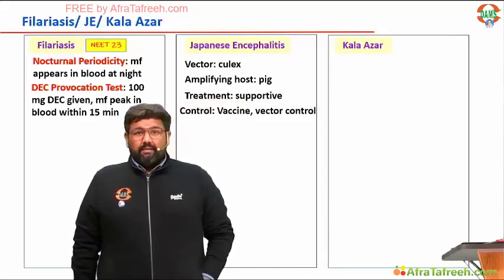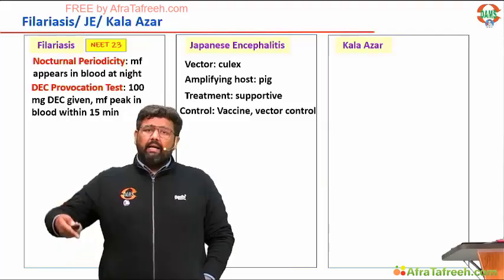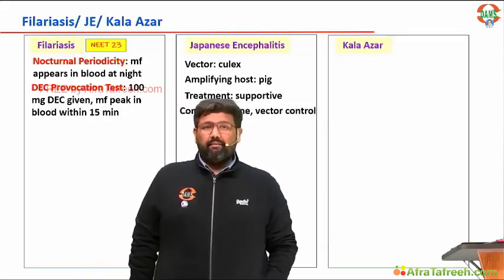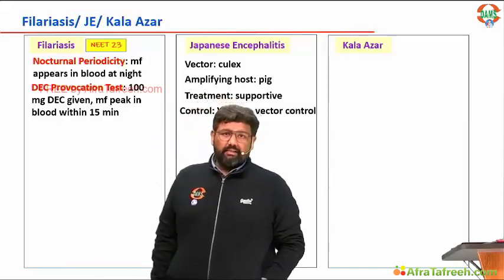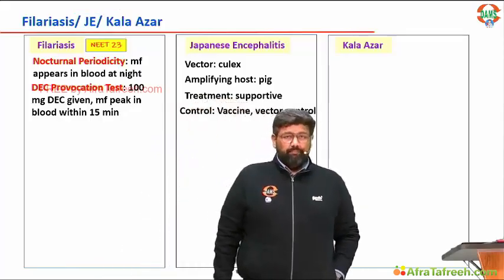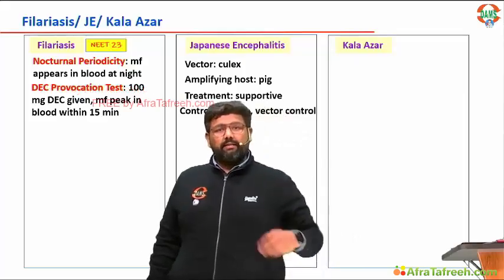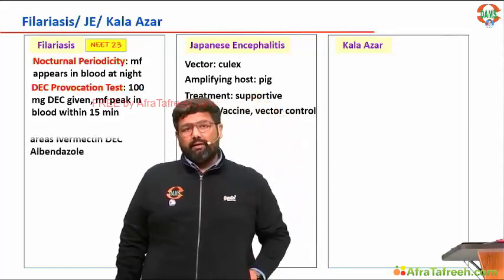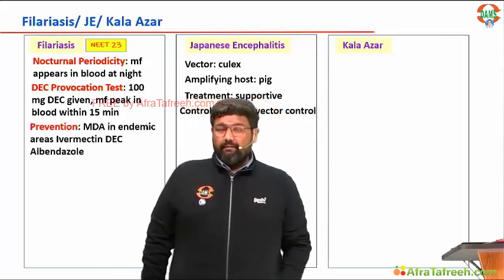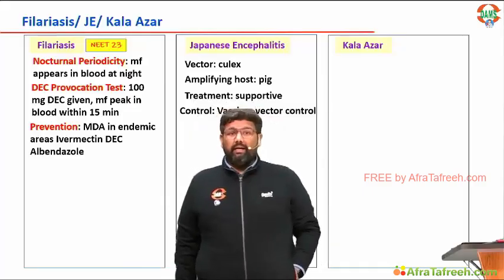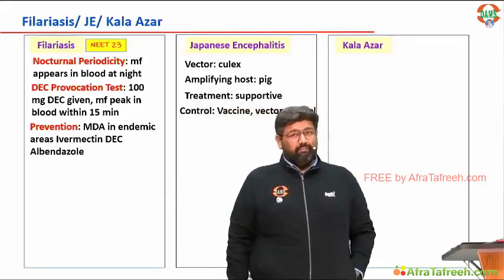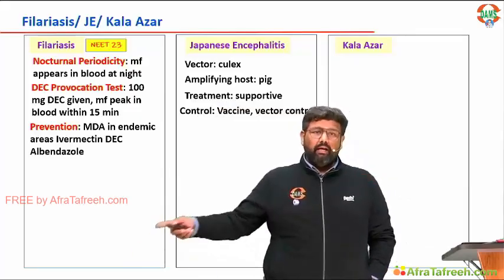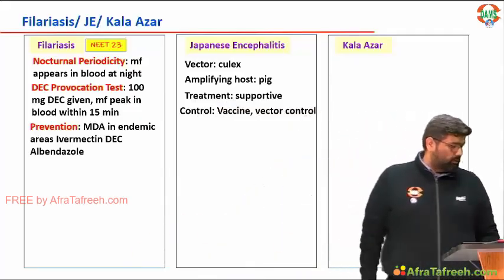Because at night the microfilaria are going to appear, we give the DEC provocation test. 100 mg DEC is given, and within 15 minutes, the microfilariae reach the blood. How do we prevent it? We give MDA in endemic areas. Ivermectin, DEC, albendazole. Mnemonic is IDA: ivermectin, DEC, albendazole.